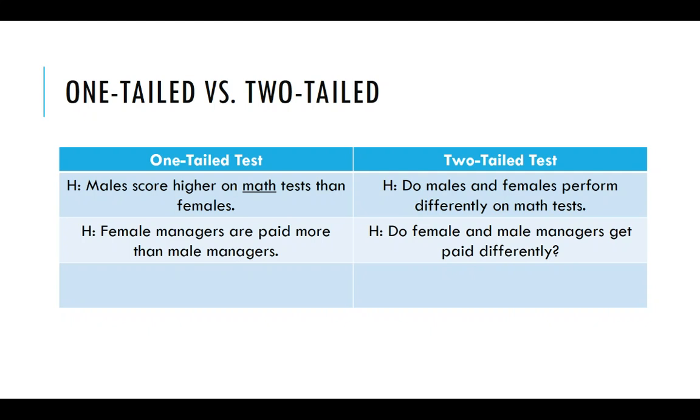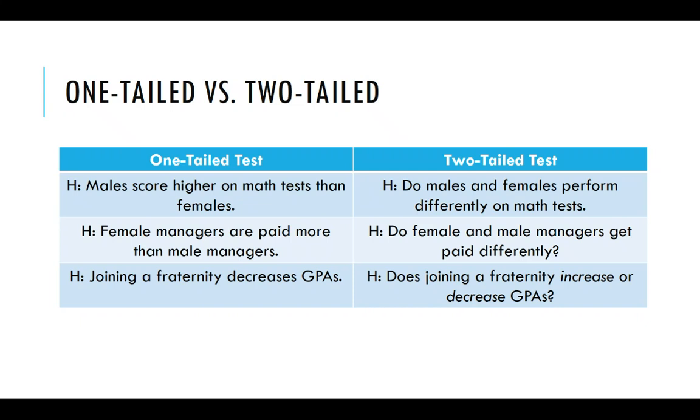Finally, does joining a fraternity decrease GPAs? Well, maybe my hypothesis is I think joining a fraternity decreases GPAs. And if I come in with that expectation, then I have a one-tailed test. But maybe you can come up with arguments where joining a fraternity would increase GPA or decrease GPA. And if that's the case, then you don't have a directional hypothesis. This is a two-tailed test.